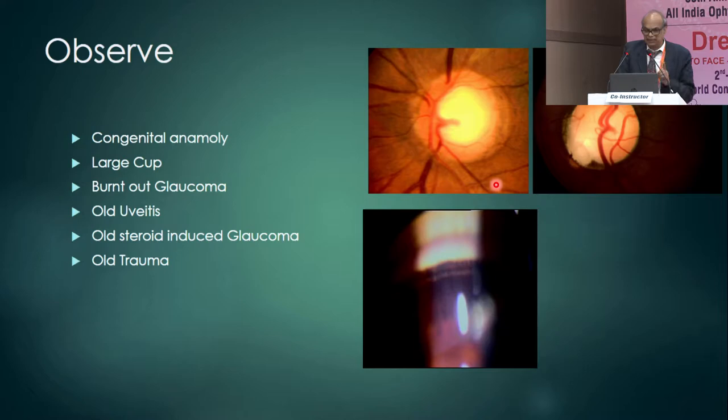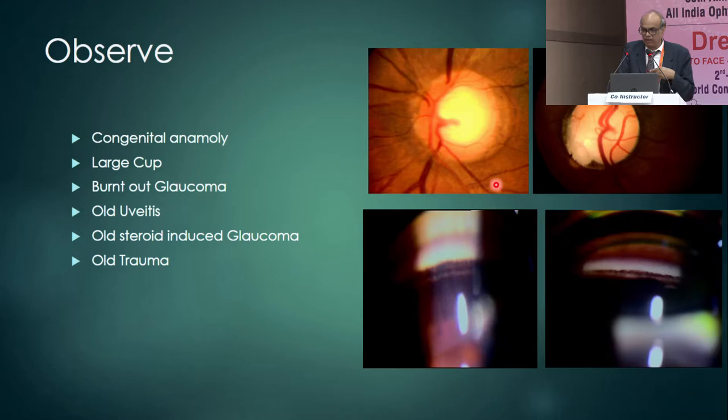I was discussing the burnt out PDS. So how would you recognize the burnt out PDS? Usually in PDS, the excessive pigmentation will be at the inferior quadrant. But when it is burnt out, all the pigmentation at the inferior angle is engulfed by the phagocytes, and only the superior pigmentation is more prominently visible. So that is the burnt out glaucoma, and you have to look for angle recession as well.